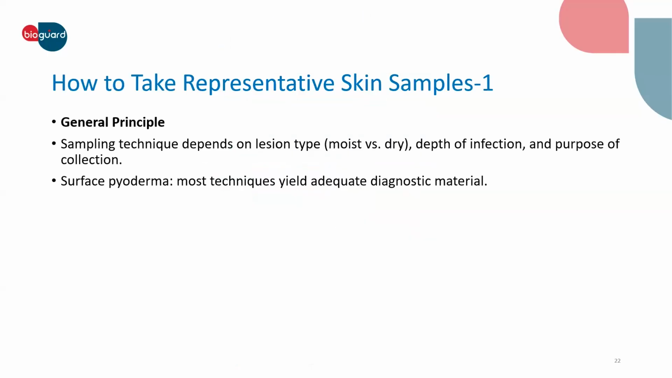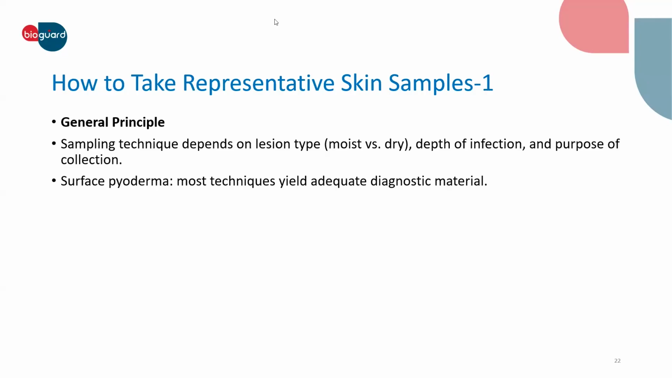And since we just mentioned that Staphylococci are actually normal flora on the skin, how to take a representative skin sample is quite important for accurate BCST and also for the cytology test. It depends on whether the lesion type is moist or dry, its depth of infection, and the purpose of collection.